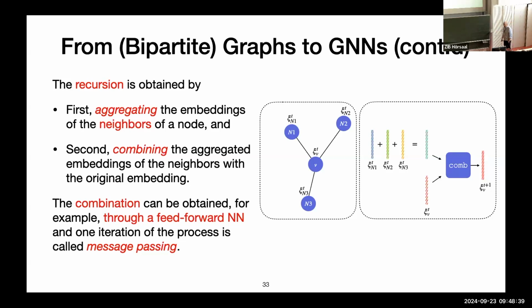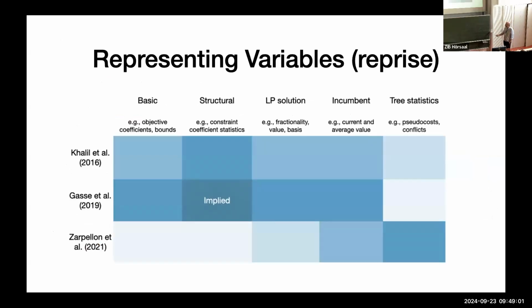This combination can be obtained, for example, through a feed-forward neural network, and one iteration of this is called message passing. Of course, if you do more iterations of this, you get a better and better representation based on the embedding and more information. And the more message passings that you do, the more time it takes. So coming back to the picture, the structural properties of the constraint coefficients are implied in this representation, because eventually you are taking all the neighbors of a particular node and putting them together, obtaining this representation in implied form.